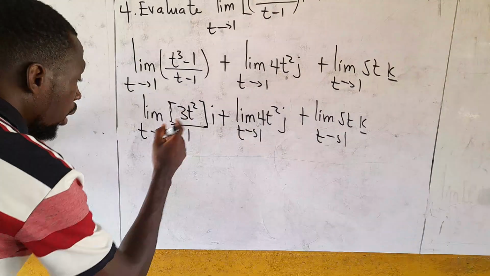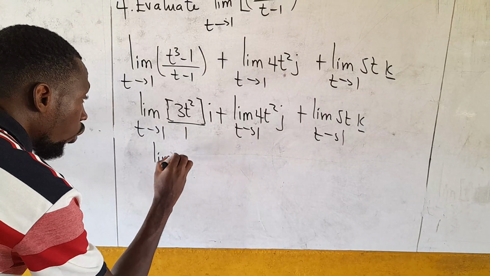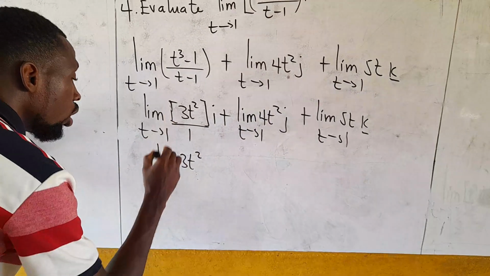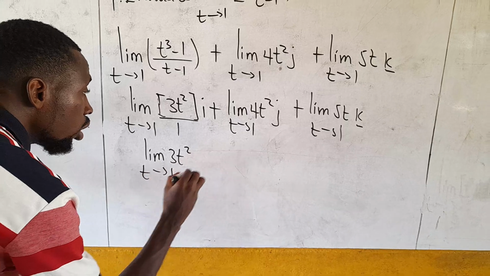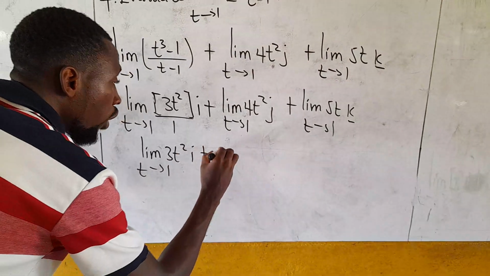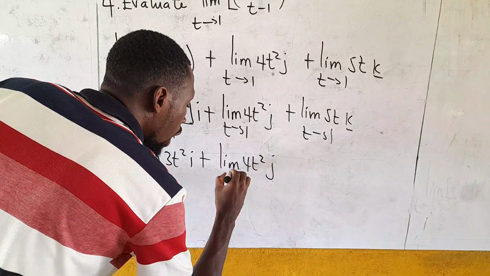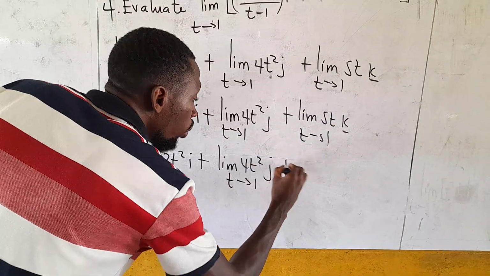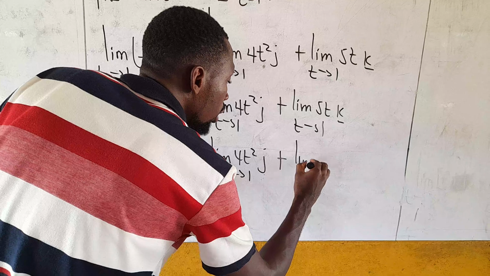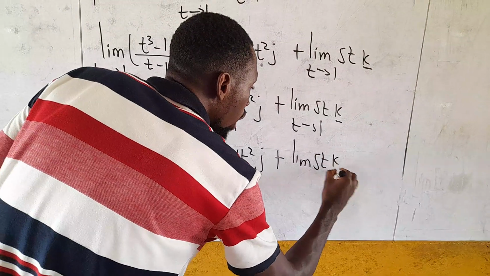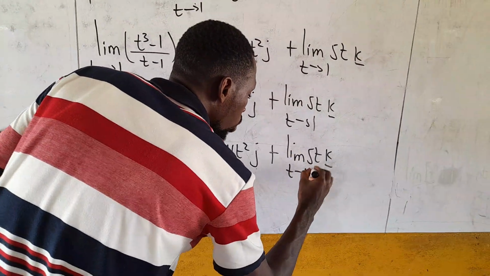Now, remember this will be the limit of nothing but 3t squared as t approaches 1 in the direction of i, plus the limit of 4t squared j as t approaches 1, plus the limit of 5t in the direction of k as t approaches 1.